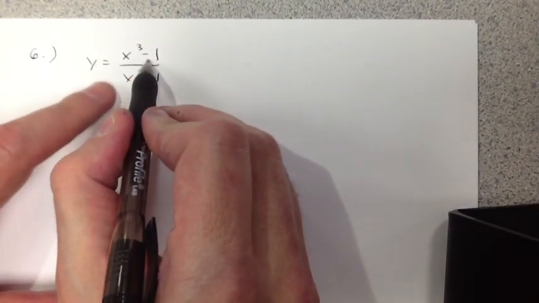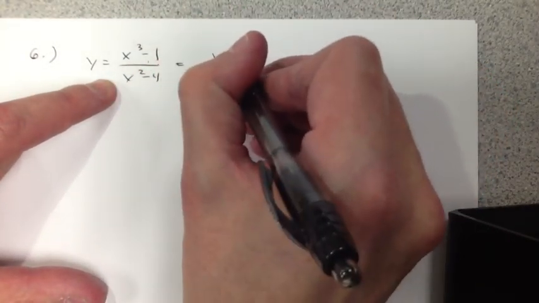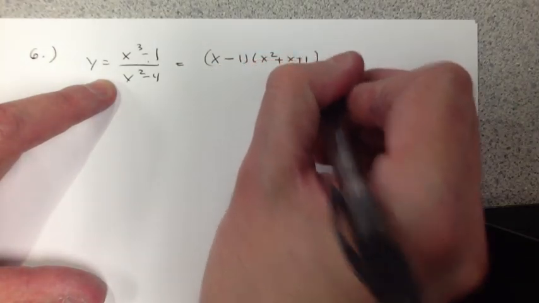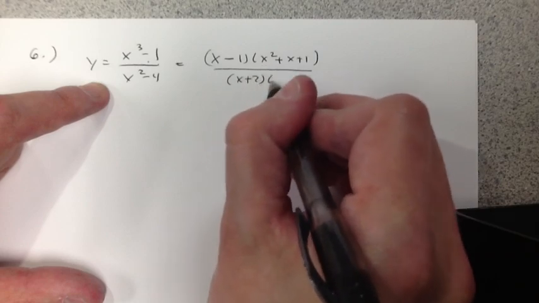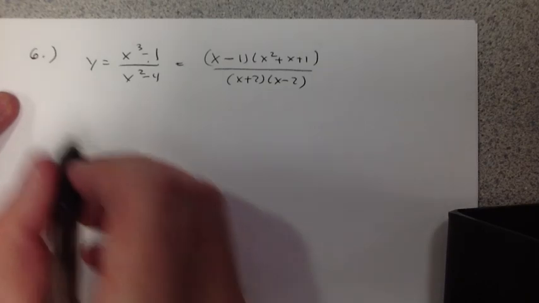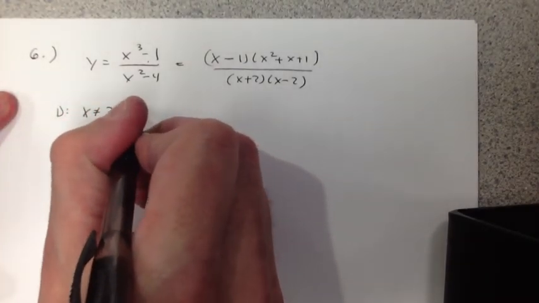If I were to factor it, the top here doesn't factor very nicely for us. So it becomes x minus 1, and I get this x squared plus x plus 1. It's our difference of cubes. The bottom, x plus 2, x minus 2. Nothing cancels, but we do have our domain restrictions. X cannot equal 2 or negative 2.